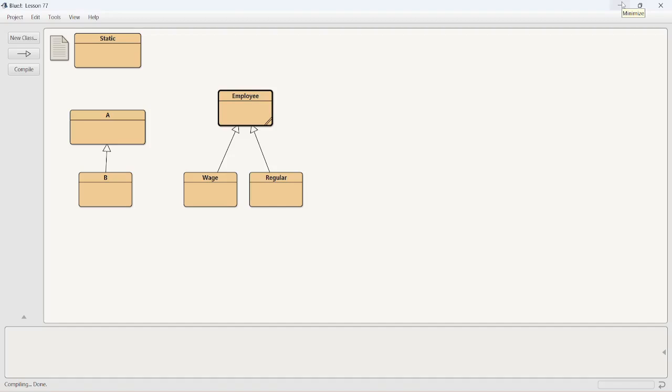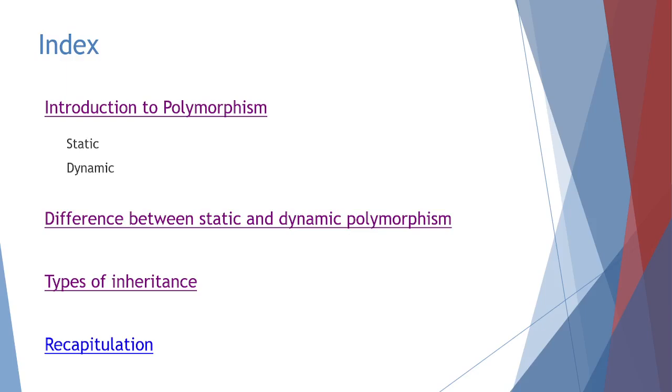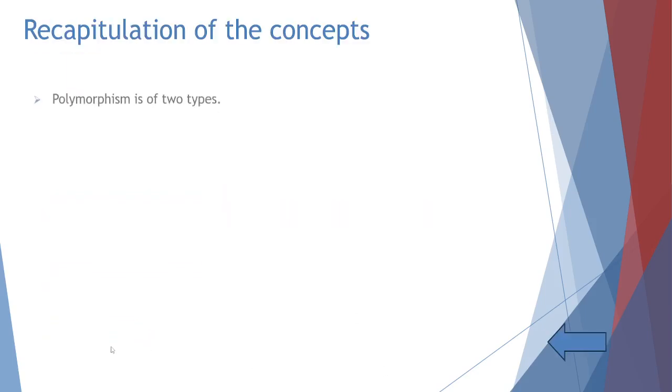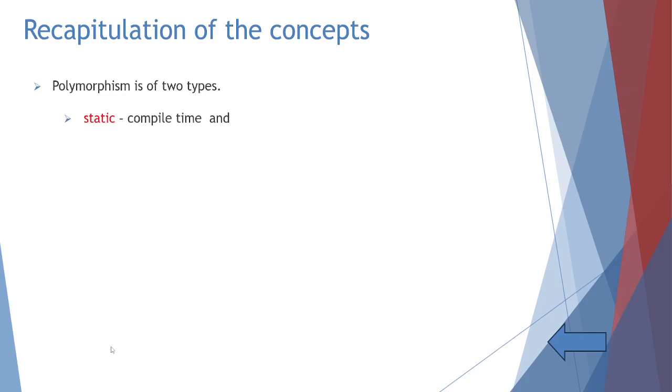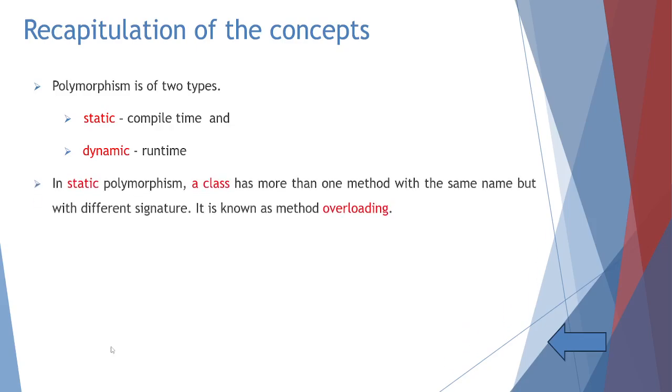So this is about inheritance, static polymorphism, dynamic polymorphism. In static polymorphism, method overloading. In dynamic polymorphism, method overriding. Let's have a recapitulation. Polymorphism is of two types: static, compile time, and dynamic, which is runtime. Static polymorphism: a class has more than one method with the same name but with different signature. It is known as method overloading. Overloaded methods are resolved during compilation time.